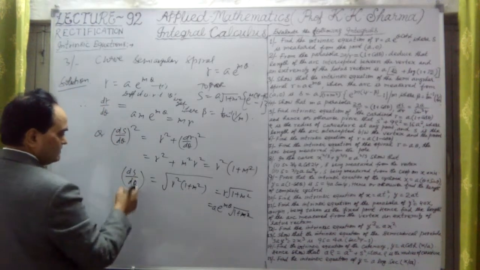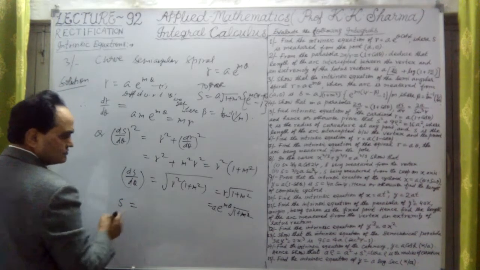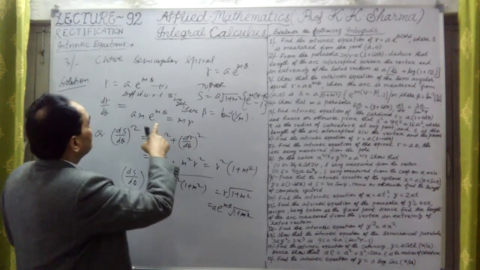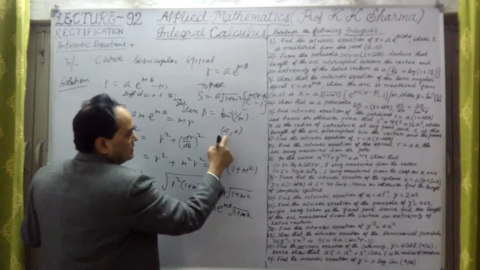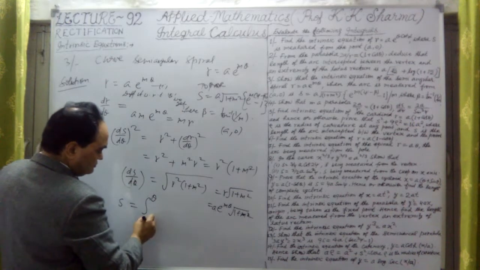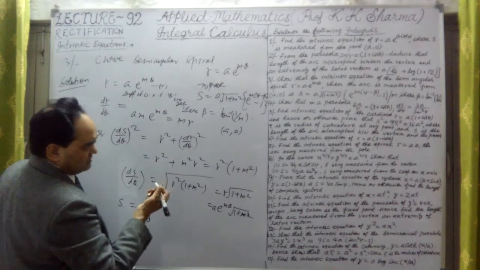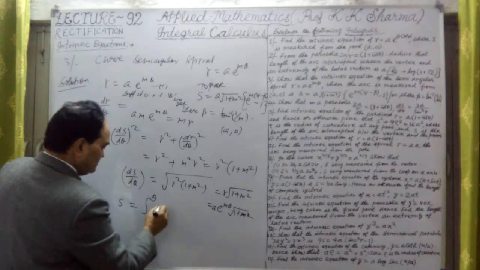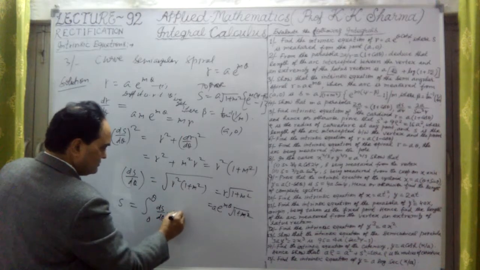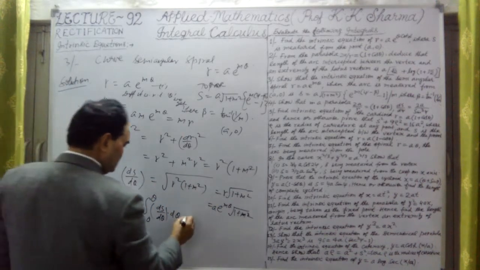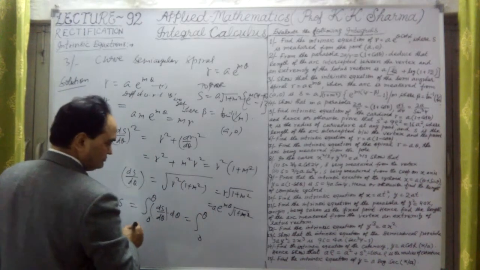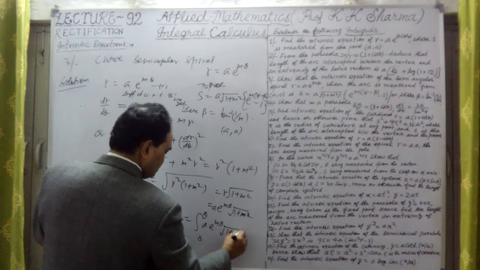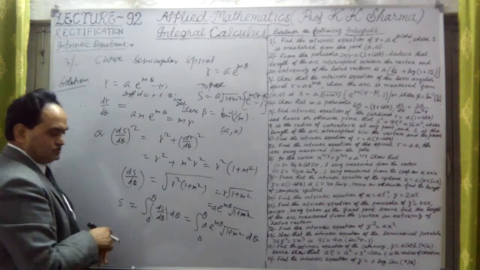Now let me find out s. First we will find s, and the limits here are 0 to theta, because the initial point is A0, that means r is equal to a and theta equal to 0. Let me take another point at theta, which is just a general point. This is ds by d theta into d theta, and ds by d theta is the value we have taken out. We can write it as the integral from 0 to theta of a into e raised to m theta under root 1 plus m square into d theta.